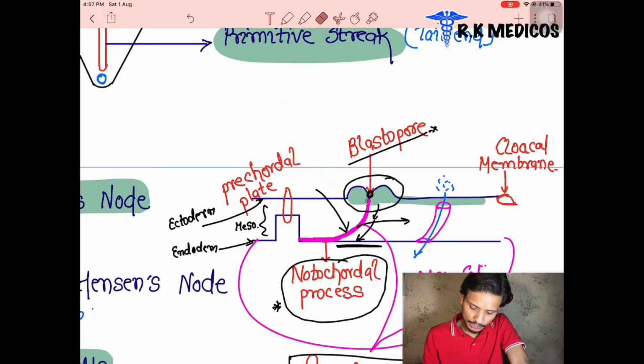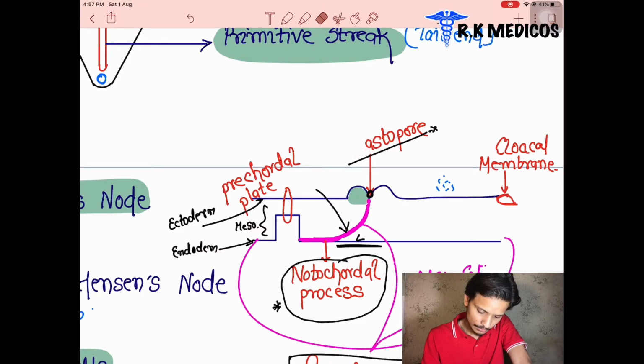Now the next point, we can see what is going on. After the canalization there is notochord formation. How the notochord develops, we see.